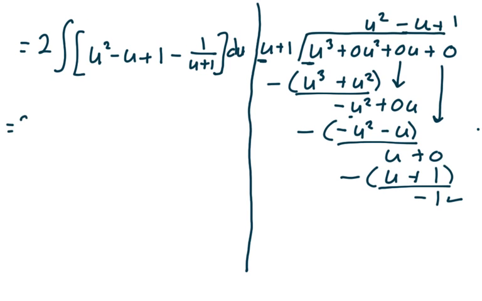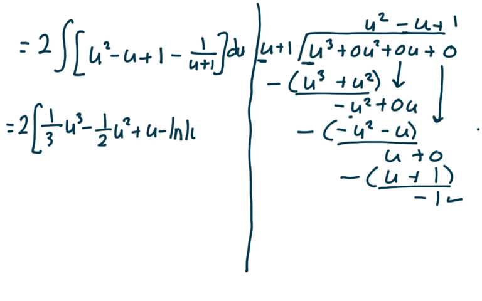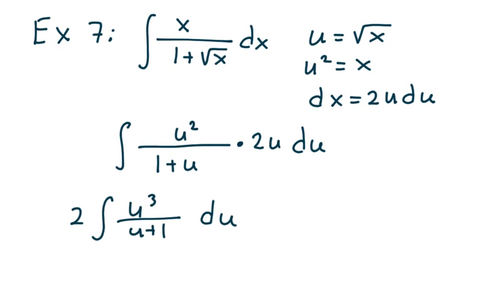And so this is 2 times 1/3 u cubed minus 1/2 u squared plus u minus ln of the absolute value of u plus 1 plus c. But remember, u is square root of x.